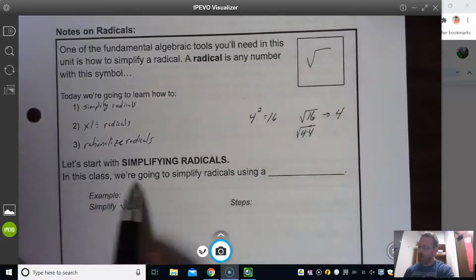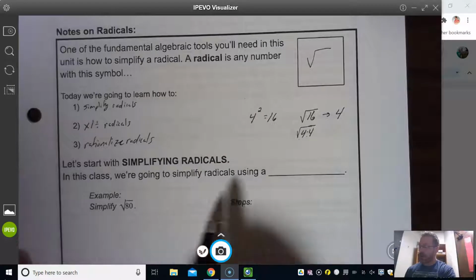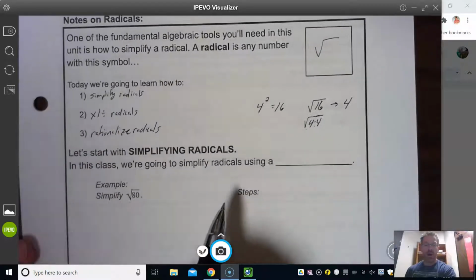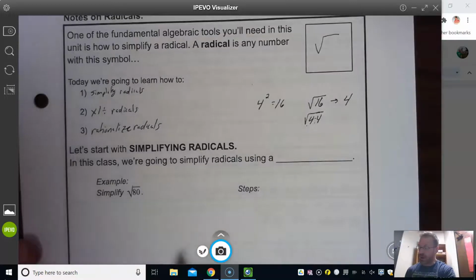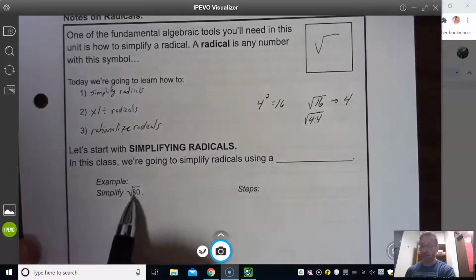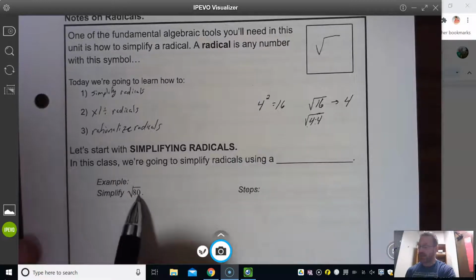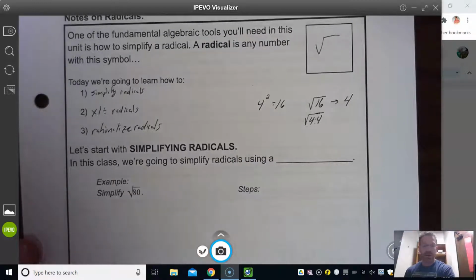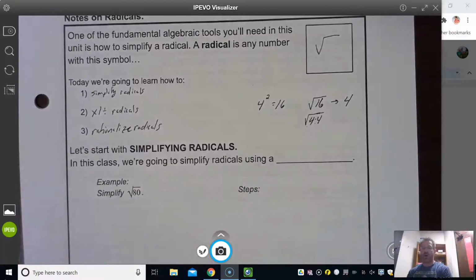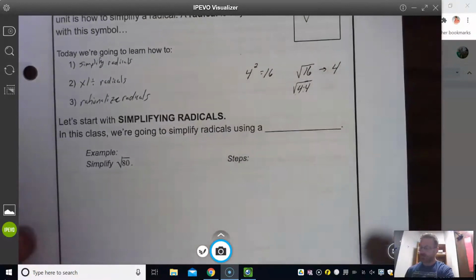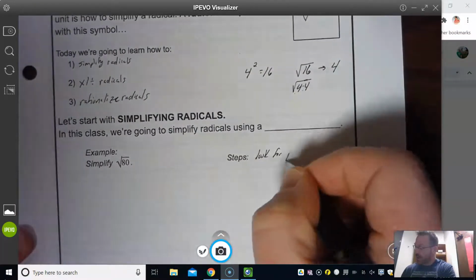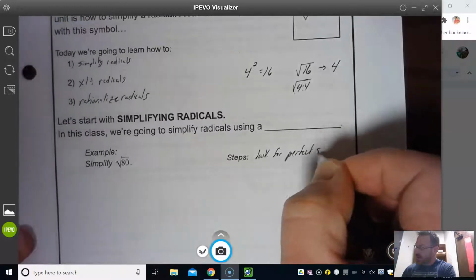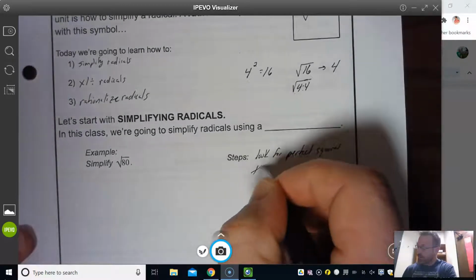So we're going to simplify radicals. And what we're really going to look for here, using what we know about our perfect squares, is this: when we look at simplifying, what we really want to do is look at the factors of each number. And then what we want to look for are our perfect squares, because the square root of a perfect square is a whole number. So we want to look for perfect squares that are factors.